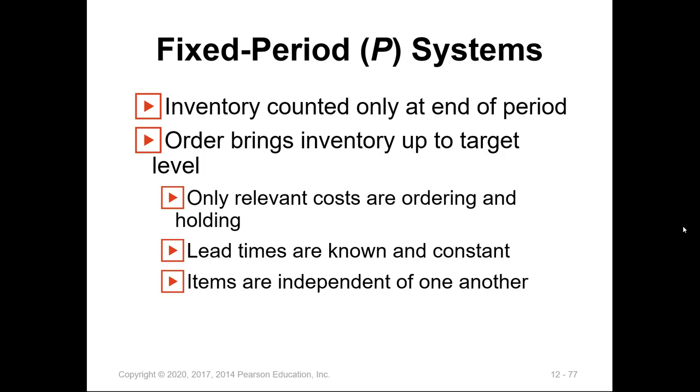Fixed period systems have several of the same assumptions as the basic economic order quantity in the fixed quantity system. Only relevant costs are ordering and holding. Lead times are known and constant. Items are independent of one another. If any one of these assumptions is wrong or not satisfied, then we cannot apply this fixed period system.